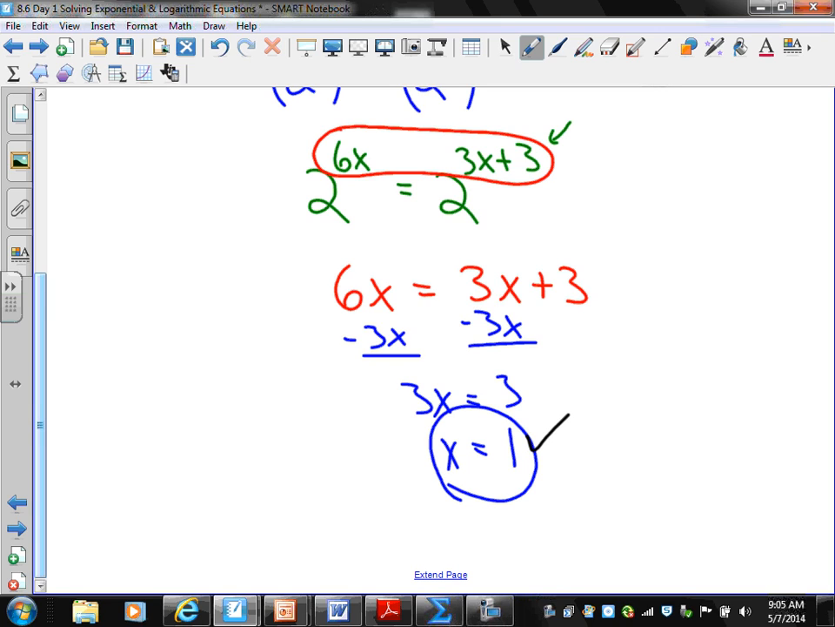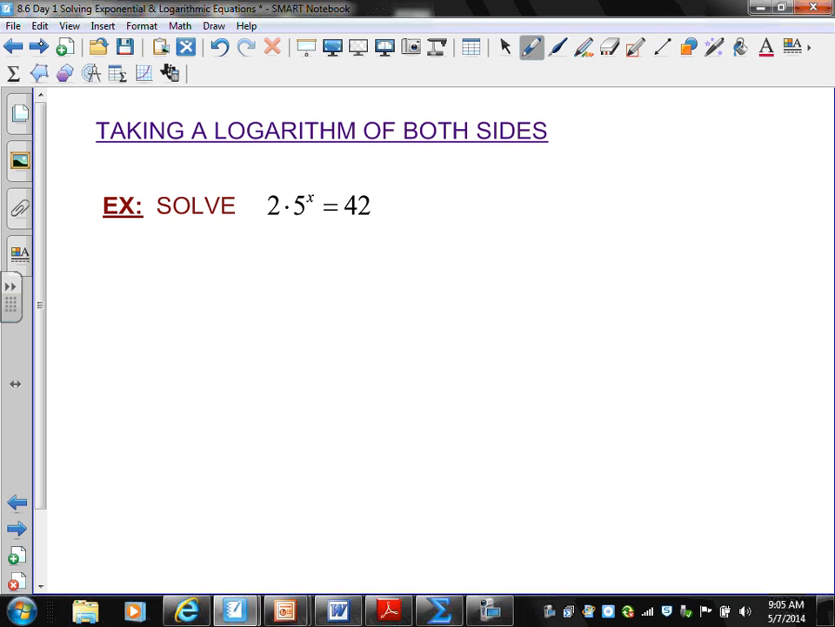It's not extraneous. Later on, actually in the next lesson, we're going to get some extraneous solutions. So checking these is really going to be important. More so with the logarithmic functions actually than the exponentials. Okay, let's move on to another one here.